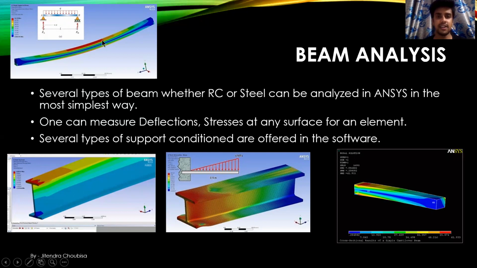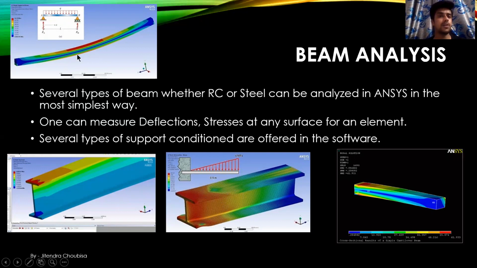You can see there are a bunch of images attached here in this PowerPoint presentation. Under my cursor, it's an I section, and it is having a uniformly varying load of 0 at one end and 4 megapascal at the other end. It is having a length of 0.5 meter. How the deflections are going to be there, or how the movement is going to be there, can be shown in a very colored way.